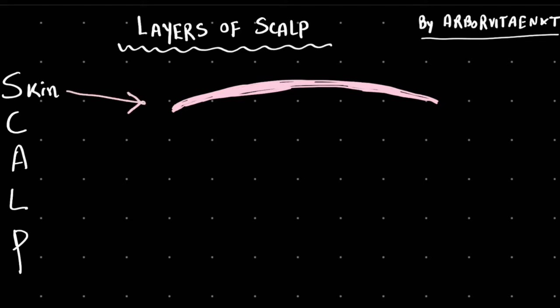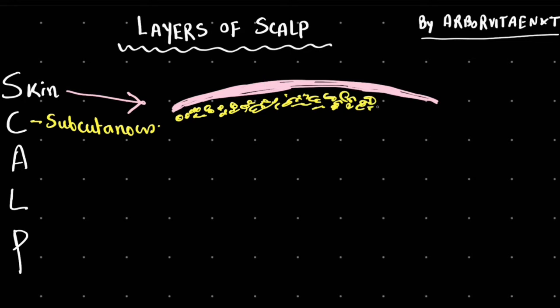So this is skin. The next layer starts from C, and that is the subcutaneous layer. C for cutaneous. What's special about this subcutaneous layer is I'm going to tell you right now. Usually all around the body, the subcutaneous tissue is avascular. There is very little blood supply to this subcutaneous adipose tissue layer, but in scalp it is very much vascular. So I'm going to make some blood vessels here. That is a point you should remember, it is very much vascular.